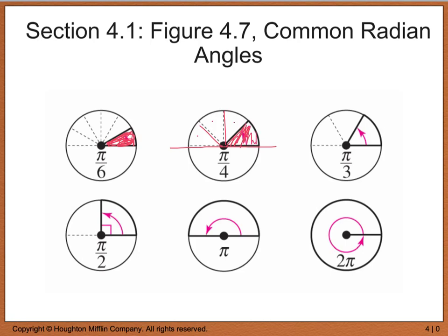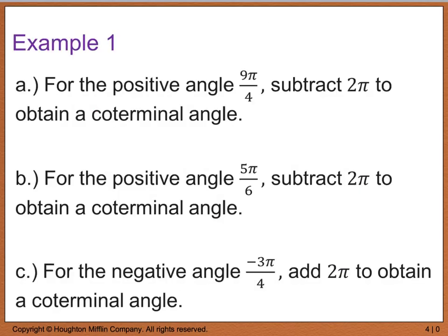And that pattern is going to continue on. As you'll see, we have pi over 3, which is just this little piece here. Pi over 2 is right here. Pi radians is the whole top half. And 2 pi radians is one full complete revolution.